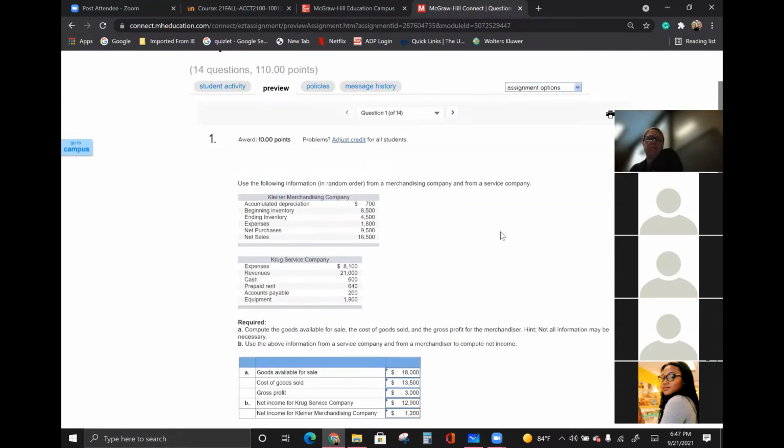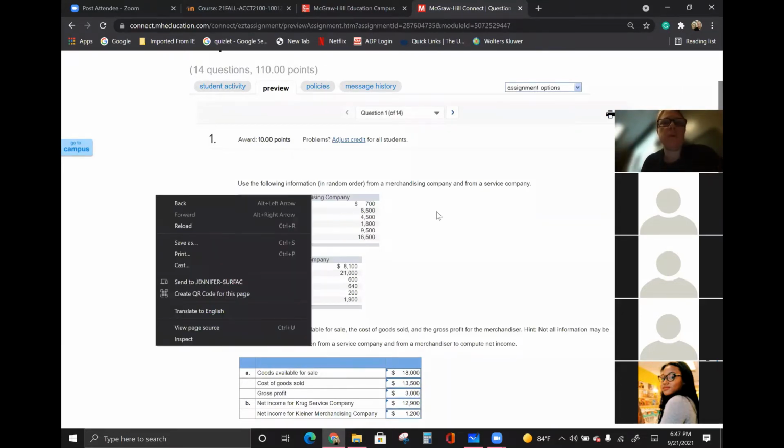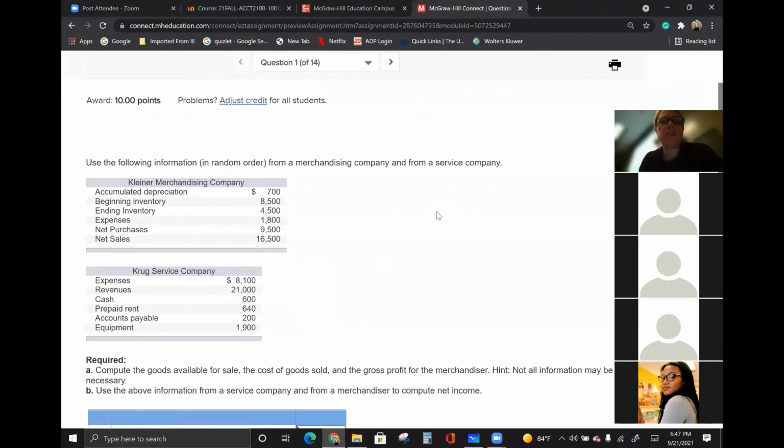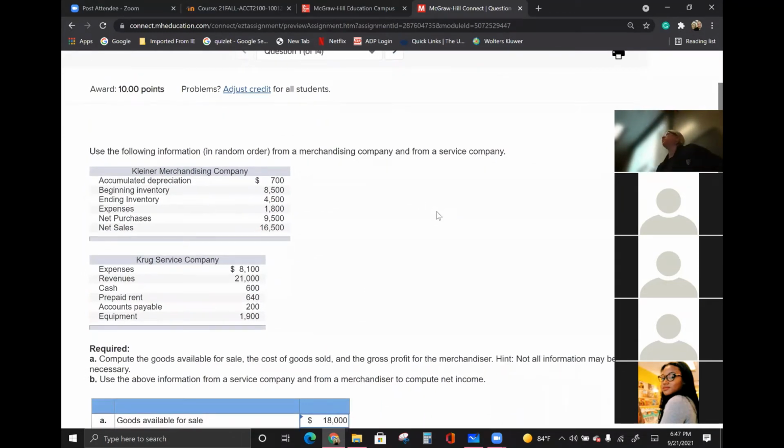Okay, so let's look at the first one. It says use the following information in random order. I don't know if this is going to blow up. Here we go. From a merchandising company and from a service company. So we're looking at two different companies, right? One has product, one doesn't. One's a service company.